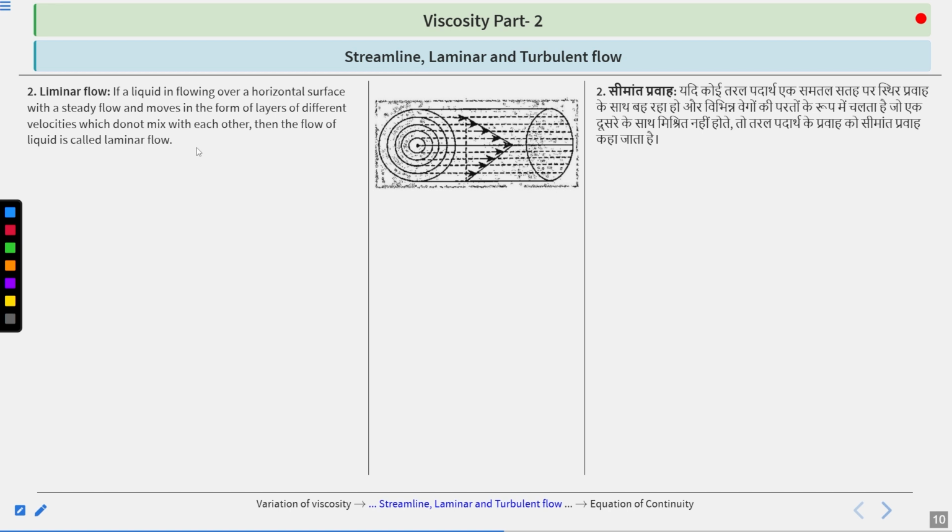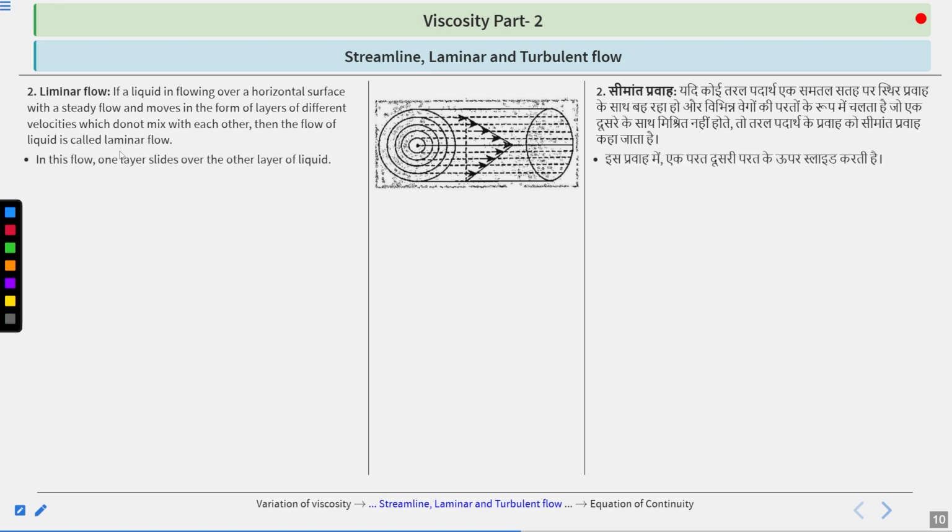So that's why we could not call them streamline flow, because the condition for the streamline flow was same path, same velocity, same direction. Here we have the same path, or maybe the same direction, but we do not have the same velocity, because they are flowing parallel to each other but with different velocities. So that's why we call it a laminar flow.